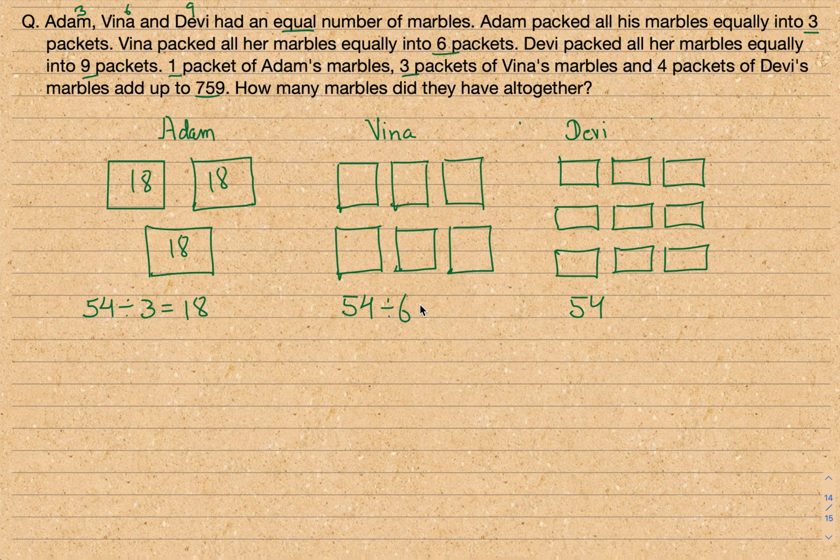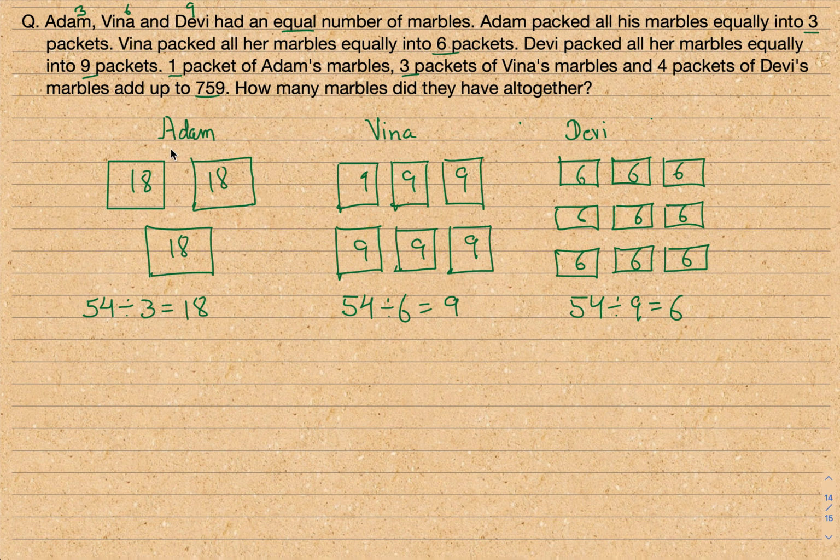How about Veena? Each packet will have 9 because 54 divided by 6 is 9. And how about Devi? Since she is dividing her marbles into 9 equal packets, each will have 6, right? So it will look something like this. Although we don't know how many marbles each of them has, we just know the number of marbles has to be a multiple of 3, 6 and 9. We have just taken an example to visualize how it will look.